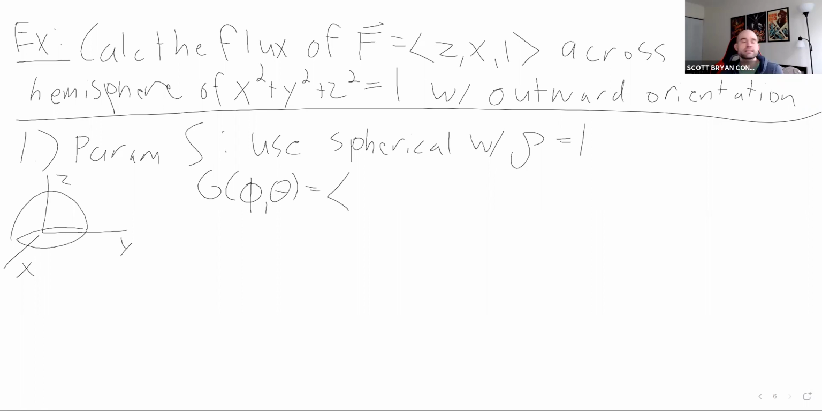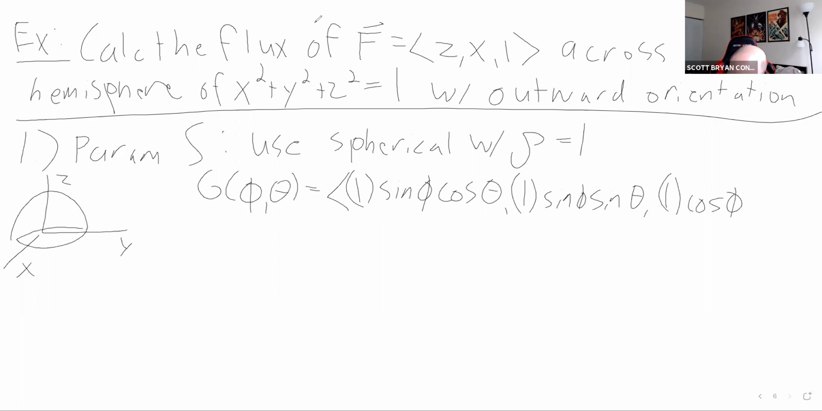And x, instead of rho sine phi cos theta, is going to be 1 sine phi cos theta. I'll just write that 1 in parentheses there. And then same, y is going to be 1 sine phi sine theta. Z is going to be 1 cos phi. So we just replaced rho with 1 in this case.